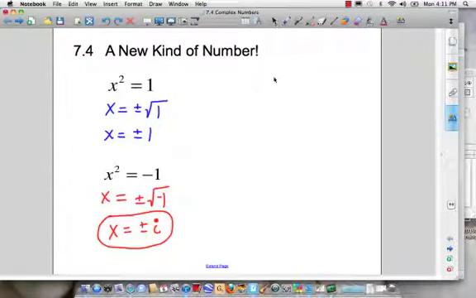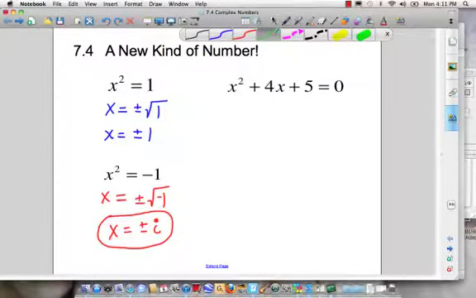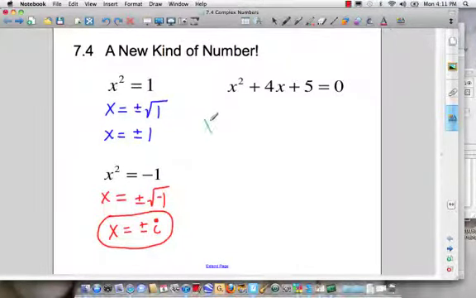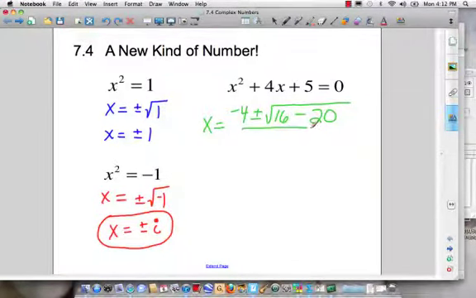Now, sometimes our equation is more complicated and might require the quadratic formula. So in this example, a is 1, b is 4, and c is 5. So I'm going to plug into the quadratic formula. x is negative b, here that's negative 4, plus or minus the square root of b squared, 4 squared is 16, minus 4 times a times c, or 4 times 1 times 5, 20. And then it's all over 2a, so all over 2, because a is 1. Alright, so I get negative 4 plus or minus the square root of negative 4, all over 2.